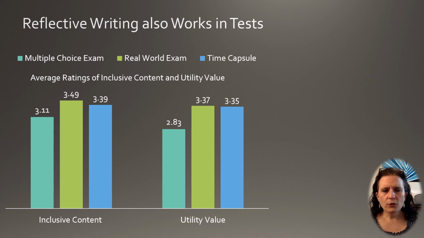But basically there's 5 or 6 items that the students are asked about different measures. So, to what extent do you feel that the material was stuff that you've been exposed to? To what extent do you feel this is something you talk about with friends? Questions like that. And they would respond on a 4-point Likert scale. And so what you can see here are their average ratings across the inclusive content measure and the utility value measure. So the inclusive content responses are on the left and the utility value responses are on the right.